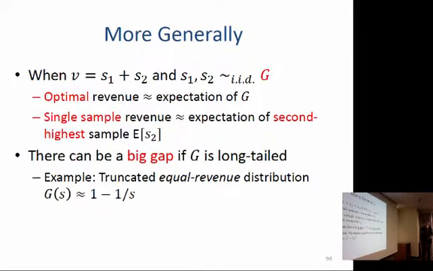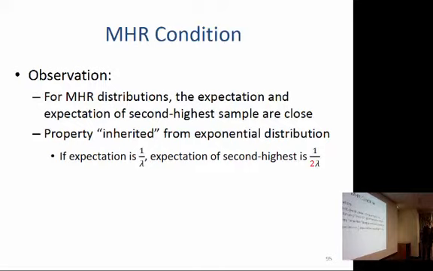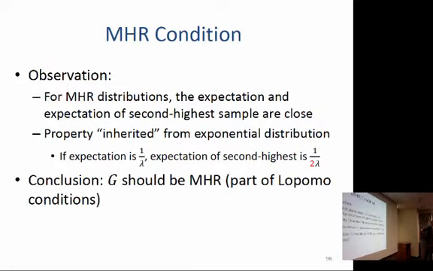Okay. So that means that we need this MHR condition, and what I'm saying on this slide is basically that for MHR it's not hard to show that the gap between expectation and second highest is not large. And this is inherited from the exponential distribution. But it's okay because it's part of the local conditions.